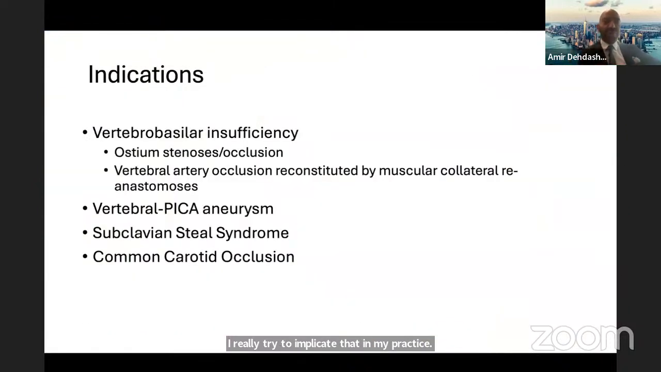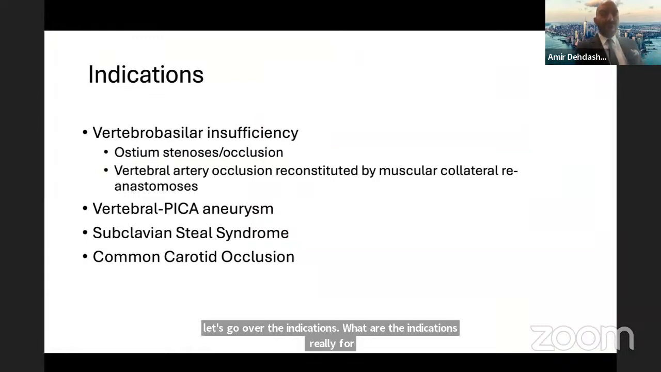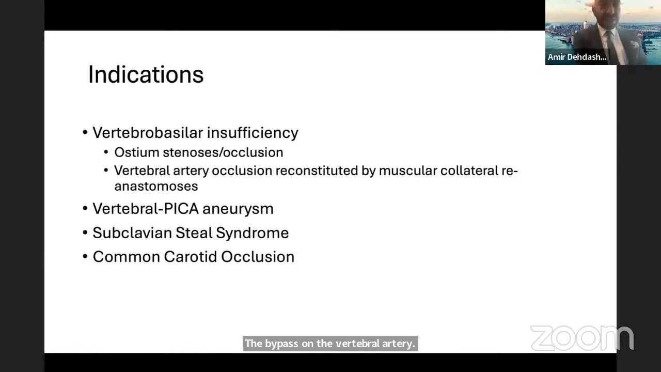What are the indications for a bypass on the vertebral artery? Number 1 is vertebrobasilar insufficiency. The vertebral artery can have narrowing in a variety of areas. It could be at the ostium, starting at the origin from the subclavian, it could be complete occlusion or very significant stenosis, and then it could be higher up. The stenosis could be at V1, V2, and sometimes can extend up to V3, and we don't see anything else.